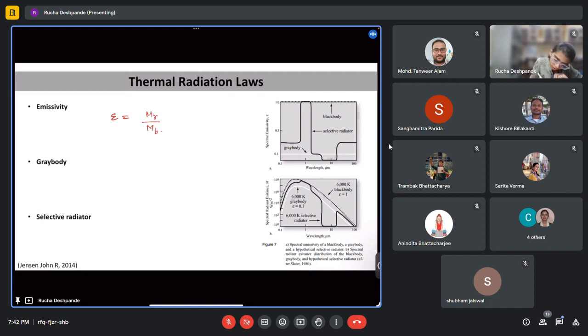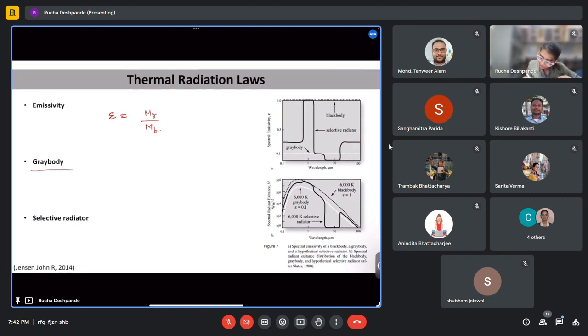Then we have another concept called gray body. So this body emits equally at all the wavelengths, and it consistently has an emissivity value of less than 1, so epsilon less than 1. And then we have a selective radiator. So a selective radiator radiates differently in different wavelength ranges.